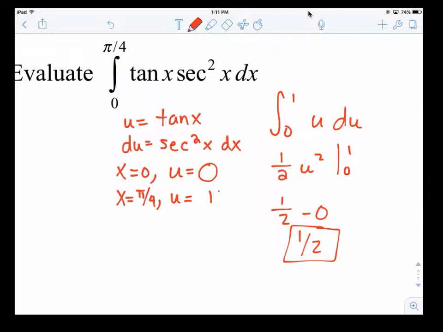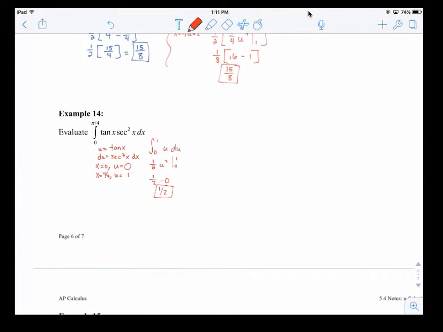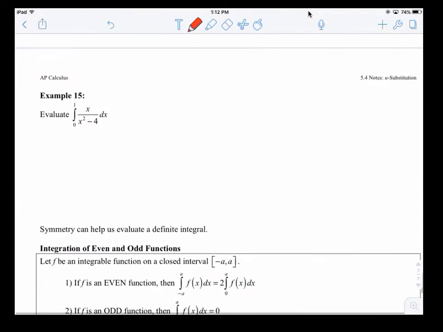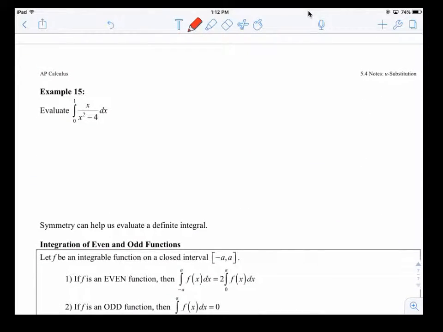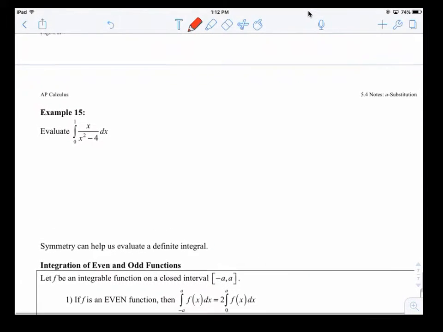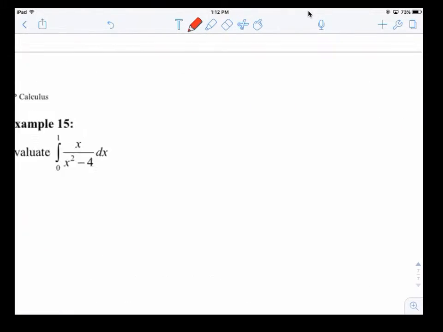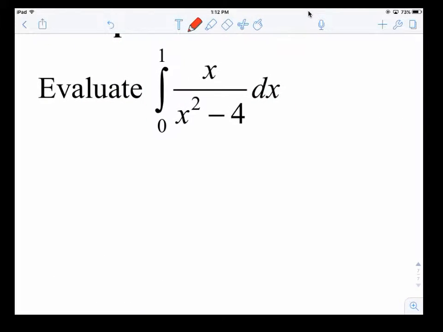All right, so when you are using u-substitution and it's a definite integral, you want to change your bounds so you can keep it in terms of u. They're all just a little bit more complex. So, all right, how would you rewrite that one?